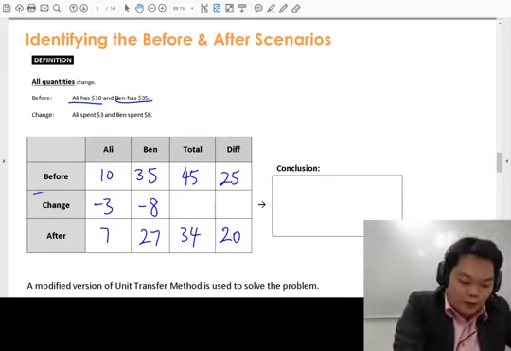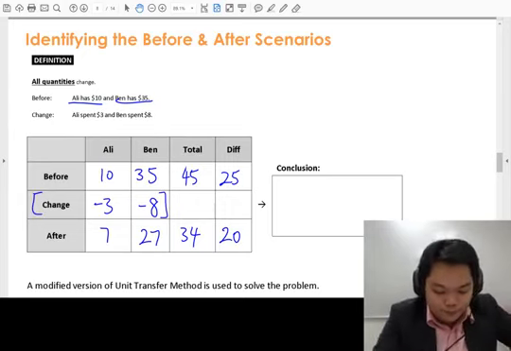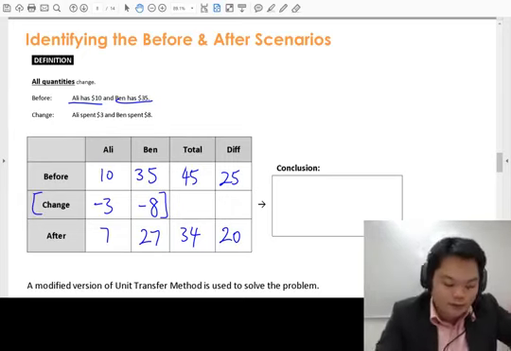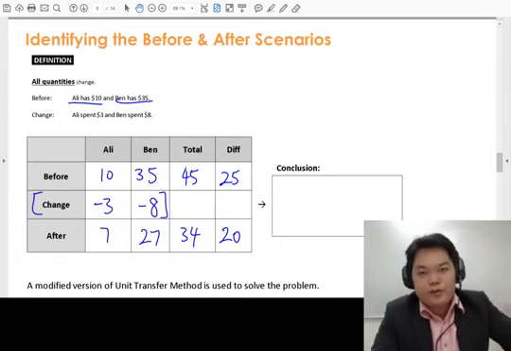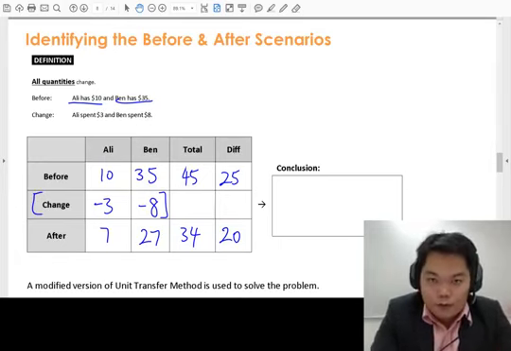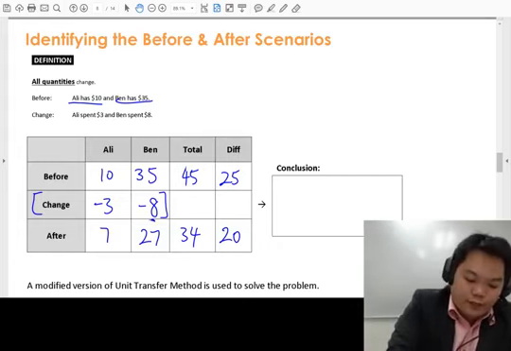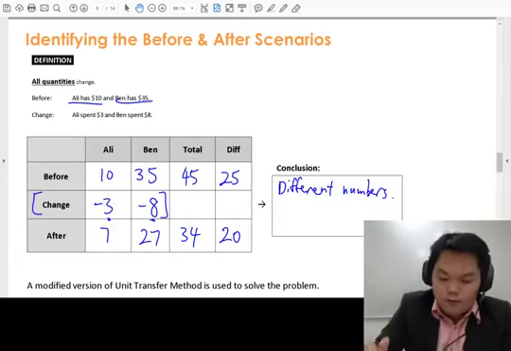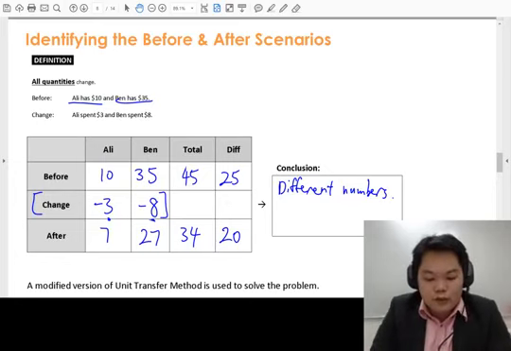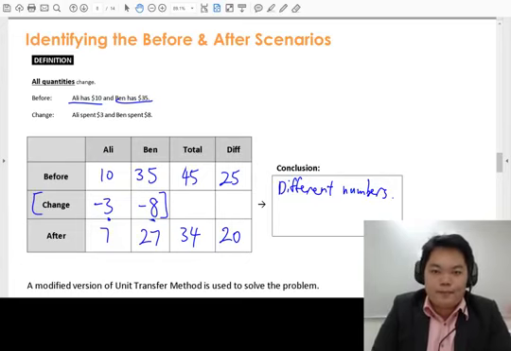And then when we look at the change rule, how do we know that this is an all changing quantities problem? When we look at the change rule, we observe that we have different numbers. Now when you have different numbers, it doesn't matter what the signs are. All the quantities would have changed.